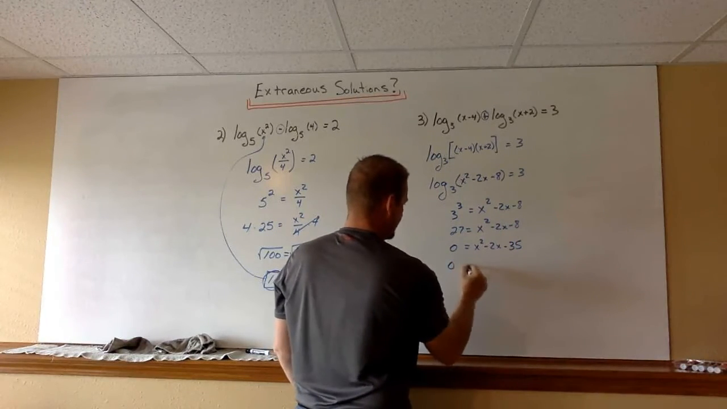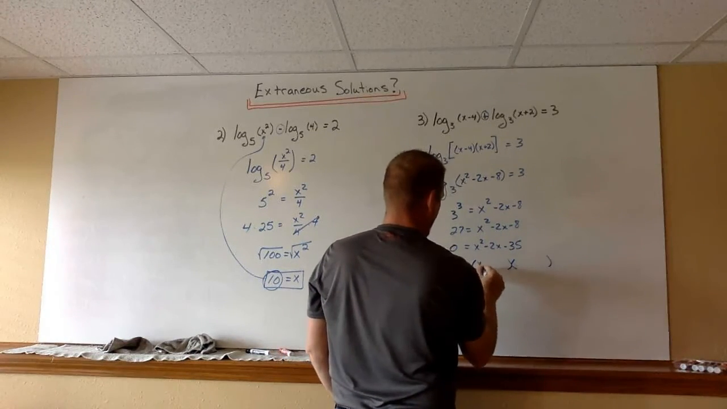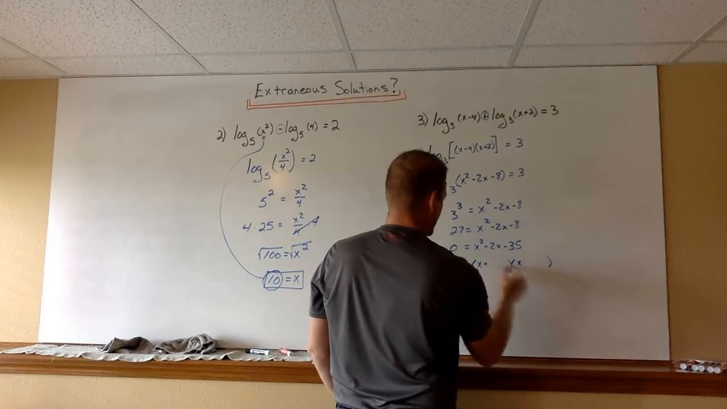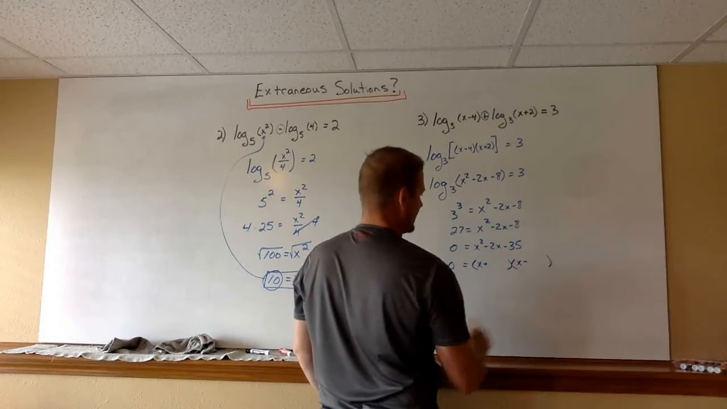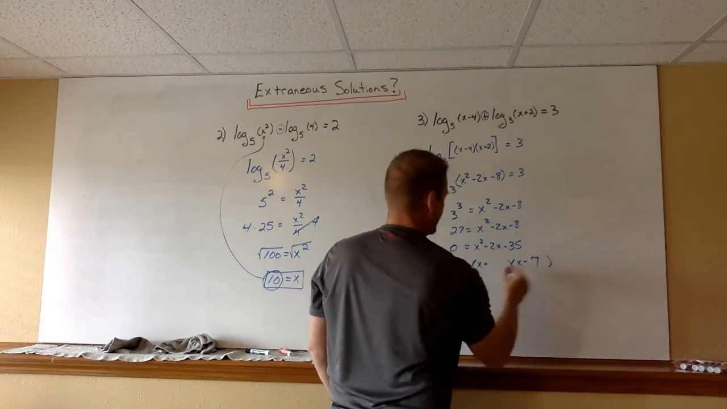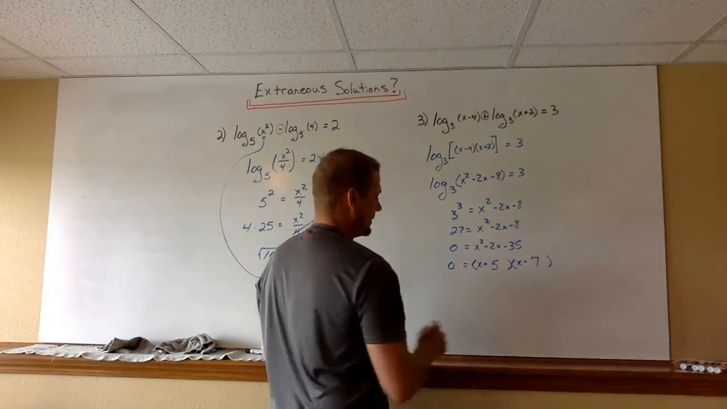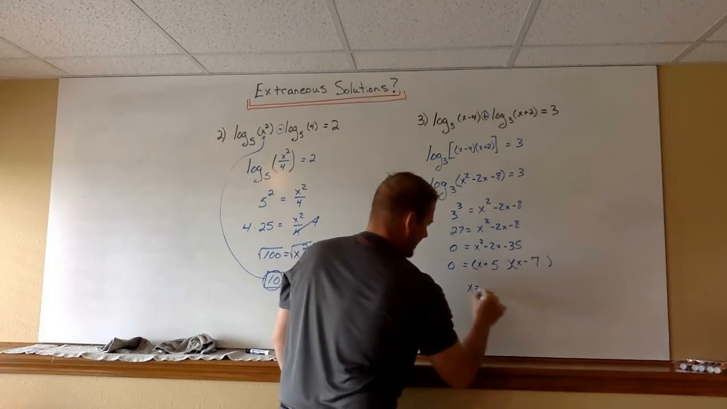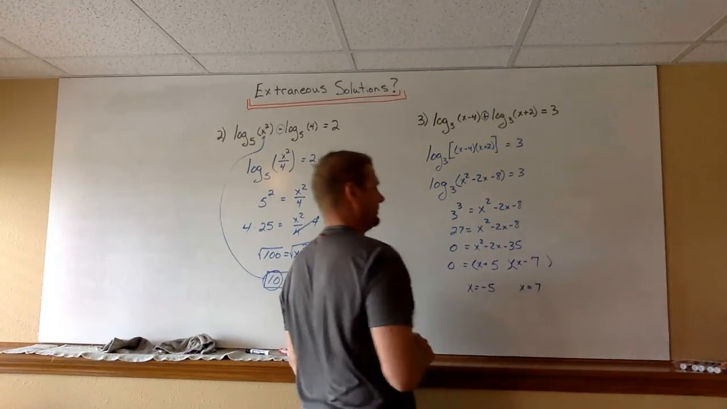And now I need to try to factor this. I get x, one's plus, one's minus. 7 times 5 is 35, and I need more negatives, then I need positives. And I'm going to say this looks like x equals negative 5, and it looks like x equals 7.